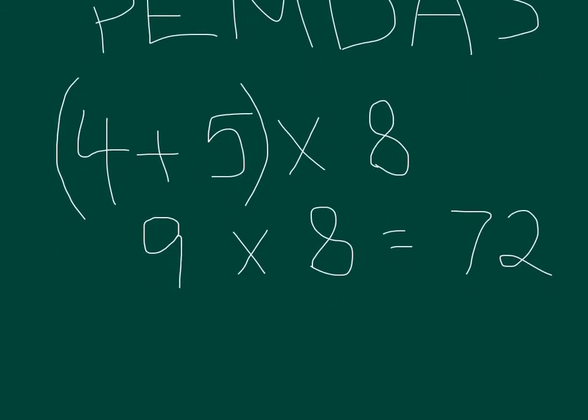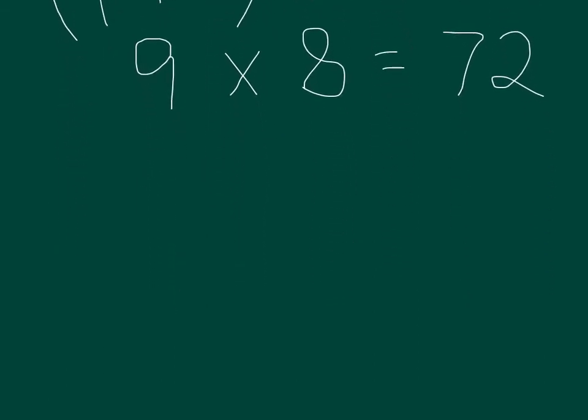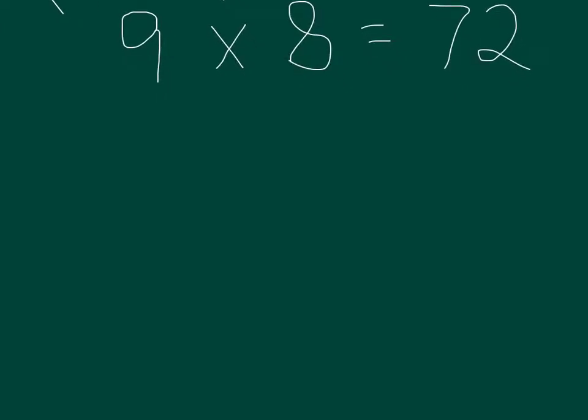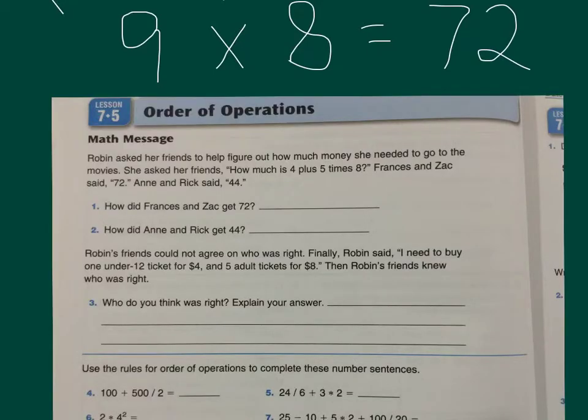Now that you've seen my example, go ahead and try question 1 and 2 from page 222. Okay, for question 1 it says, Robin asked her friends to help figure out how much money she needed to go to the movies. She asked her friends, how much is 4 plus 5 times 8? Francis and Zach said 72. Anne and Rick said 44. Well, go ahead and see how you can get 72 and how you can get 44 using parentheses.